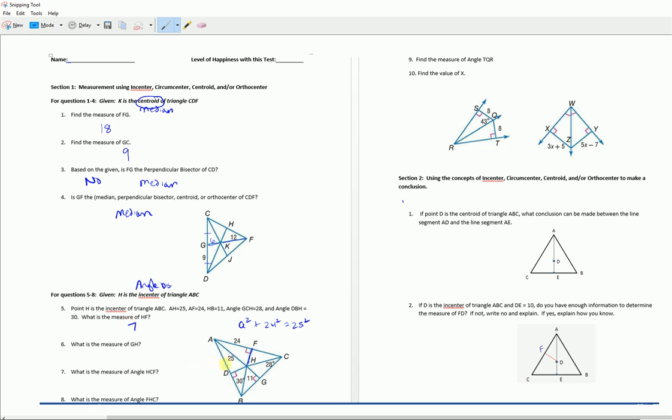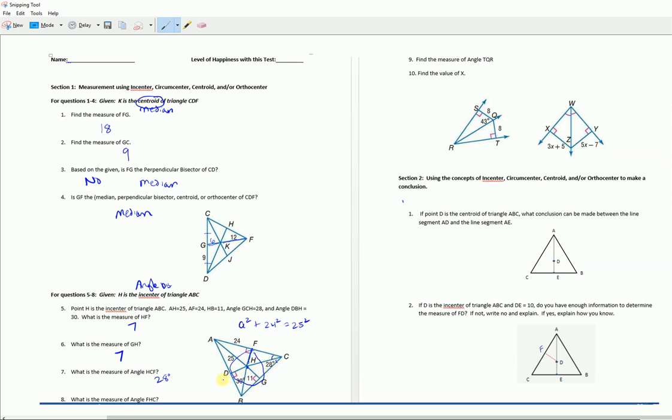When we get to GH, the angle bisectors all meet at this point H. That means all of these little lines are the same distance. In fact, they're all the radius of a little circle here. So this one's 7 as well. For HCF, some people got tricked on this one a little bit. Since the point is made by angle bisectors, this angle C just has to be 28 degrees, because the bigger angle has been cut into 2 pieces.